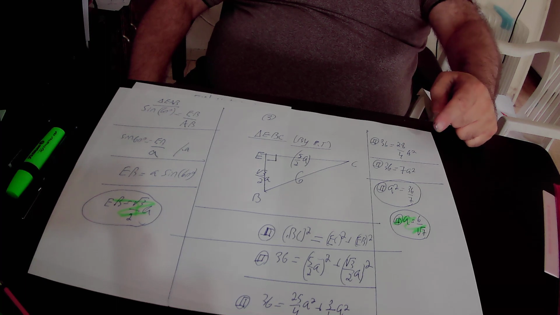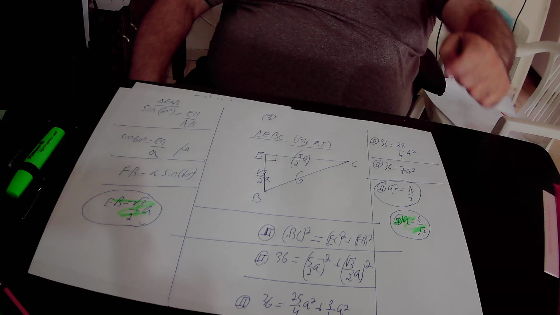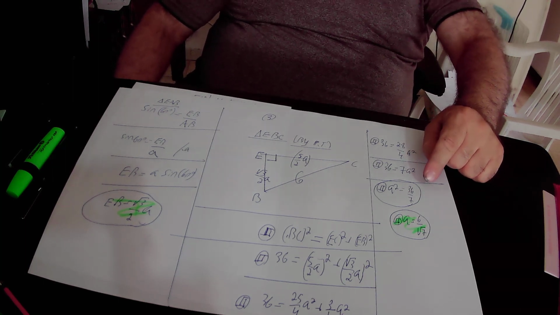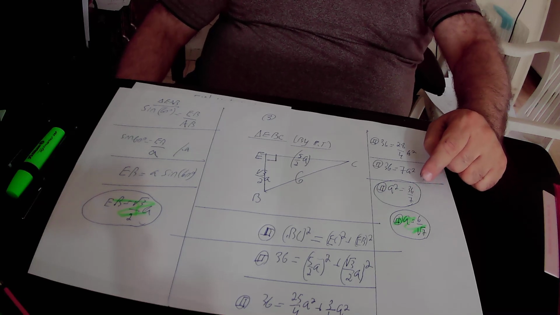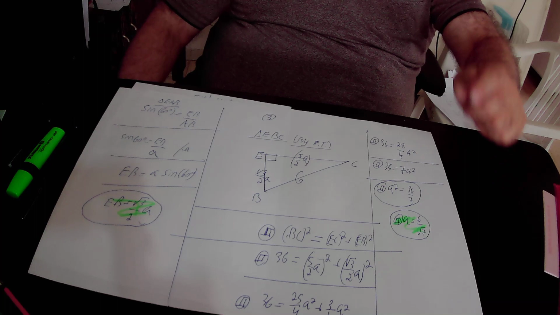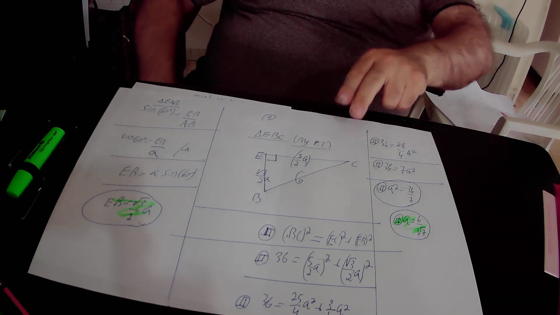28 over 4 is 7. So in conclusion, we found that according to equation number 2, 36 equals 7a squared. We divided this equation number 2 by 7 and found that a squared equals 36 over 7. We took the square root of this equation and found that a equals the square root of 36, which is 6, over square root of 7. So in conclusion, a equals 6 over square root of 7 units.